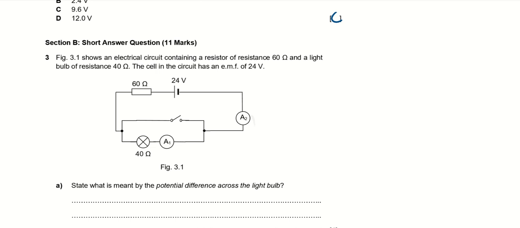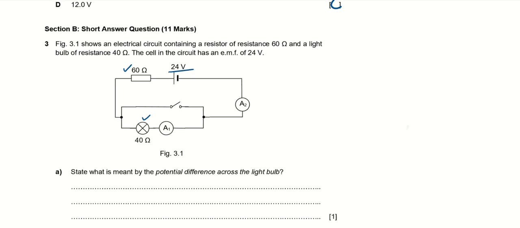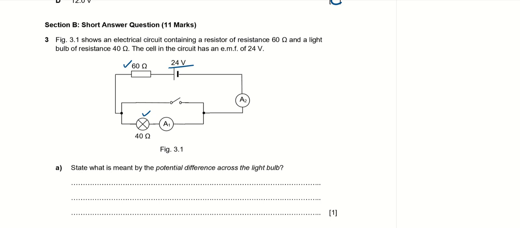Okay, let's go to section B. Figure 3.1 shows an electrical circuit containing a resistor of resistance 60 ohm, which is this guy, and a light bulb of 40 ohm. The cell in the circuit has an EMF of 24 volts here. State what is meant by the potential difference across the light bulb.